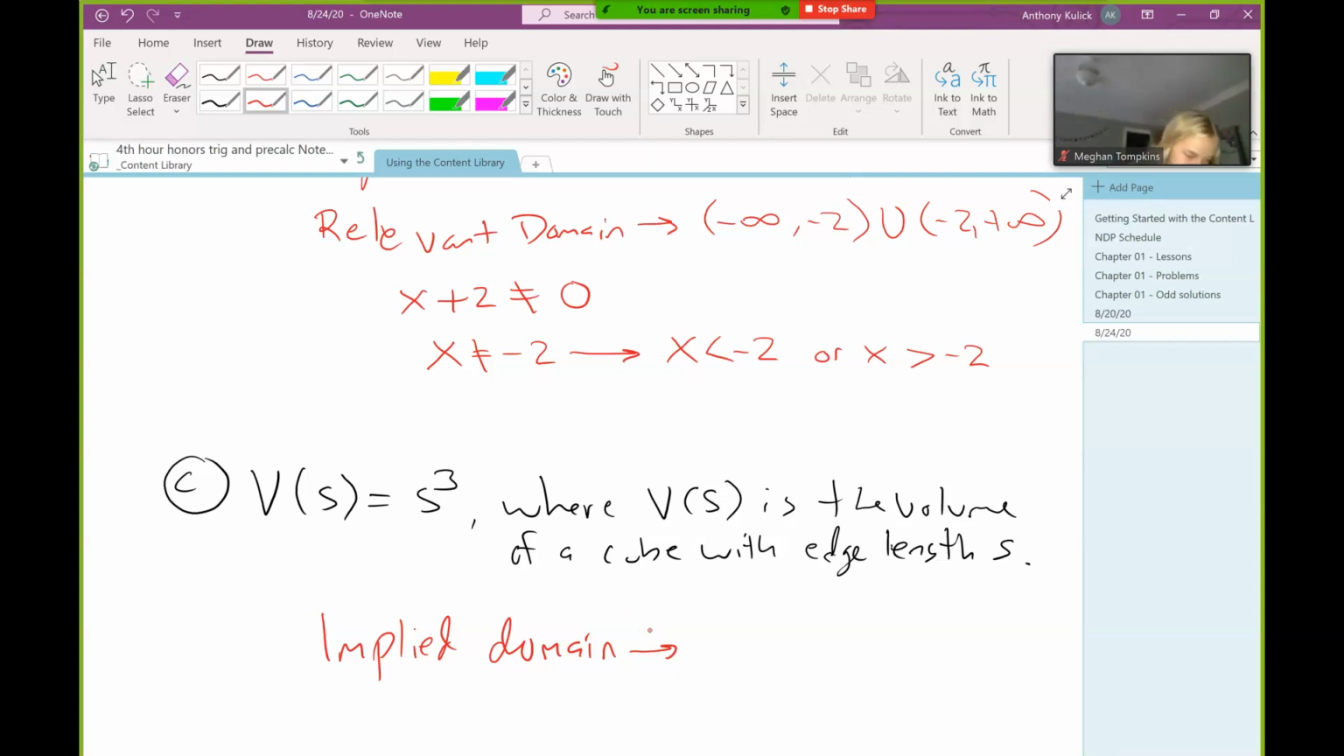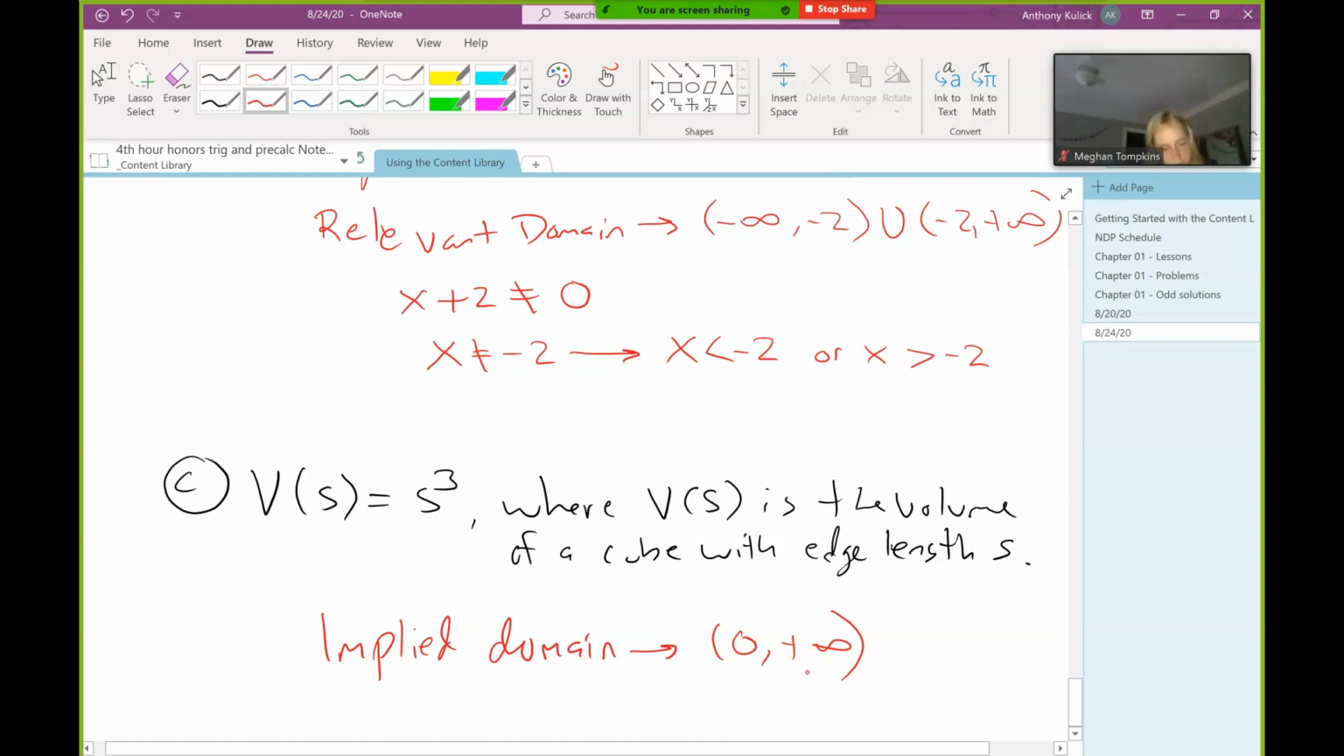Perfect, because s, the independent variable, is talking about a length. A length cannot be negative, right? Really, can a length be 0? I would say that a 0-length cube is not actually a cube, right? If the side lengths are all 0, what the heck is that? It's a singleton point and not a cube anymore. So really, I would say that our domain then, our implied domain, is this.